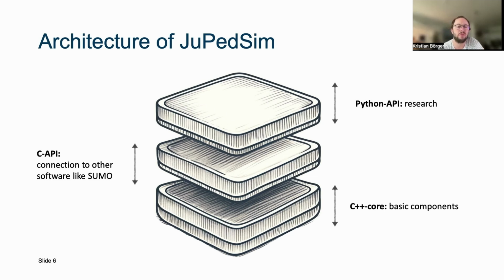JuPedSim itself is written in C++, so the core is written in C++, which handles the basic behavior like routing and movement, for example, here based on the social force model. And this core should usually not be touched in most application cases, and also in general not in any research cases. For that reason, on top, we have a Python API to control most features of the software, as I already said, like building geometry, defining the routes, and setting or updating route decisions at every step of the iteration. And in between, we have a C API as a connection of both levels.